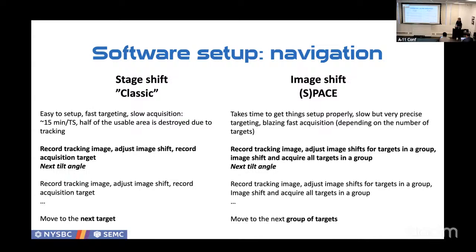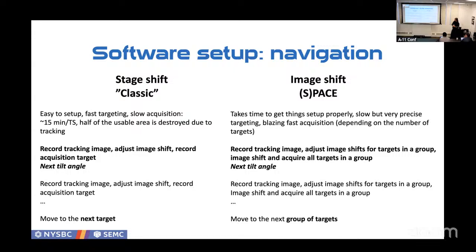In PACE mode, it takes time to get things going, especially for lamella, without using the S part of PACE. You have to image shift to each target individually at high magnification and confirm that you're there and record the image shifts, but your accuracy becomes 100% because you're going to be exactly targeting the feature that you want. So it takes time to set up, but it's very precise and very accurate.